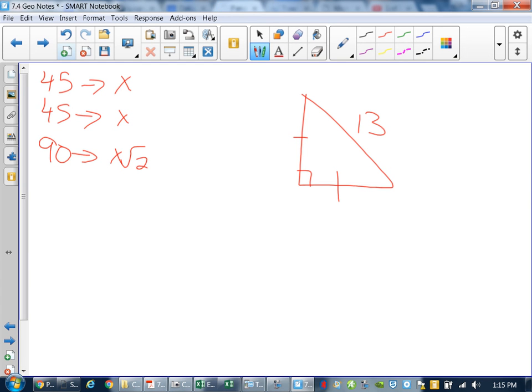Across from which one do you know? 90. And again, when you put that in the calculator, it simplifies it out for you. You get this value of x is going to be 13 root 2 over 2. That's the fractional amount that it is. That's what the calculator says.